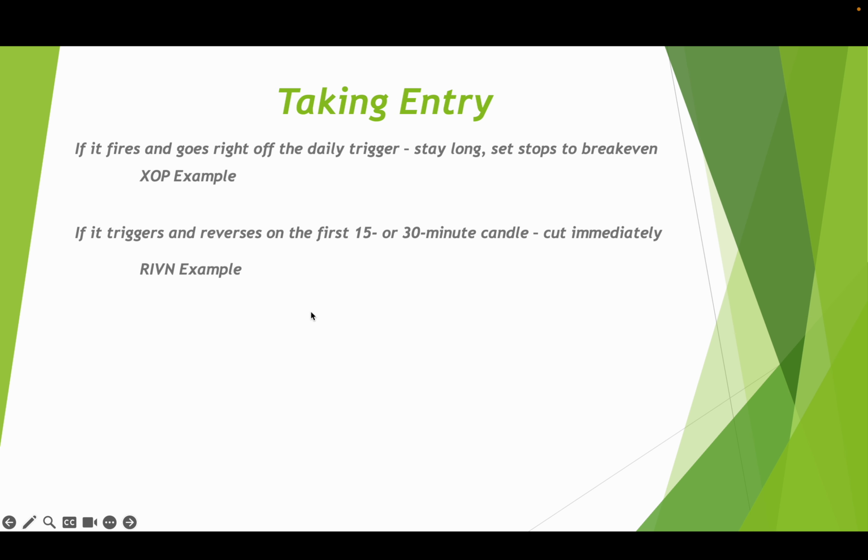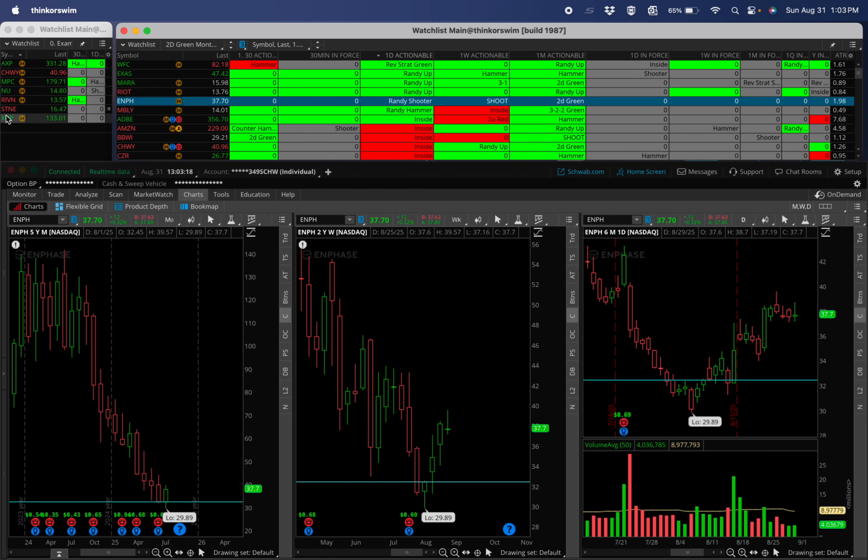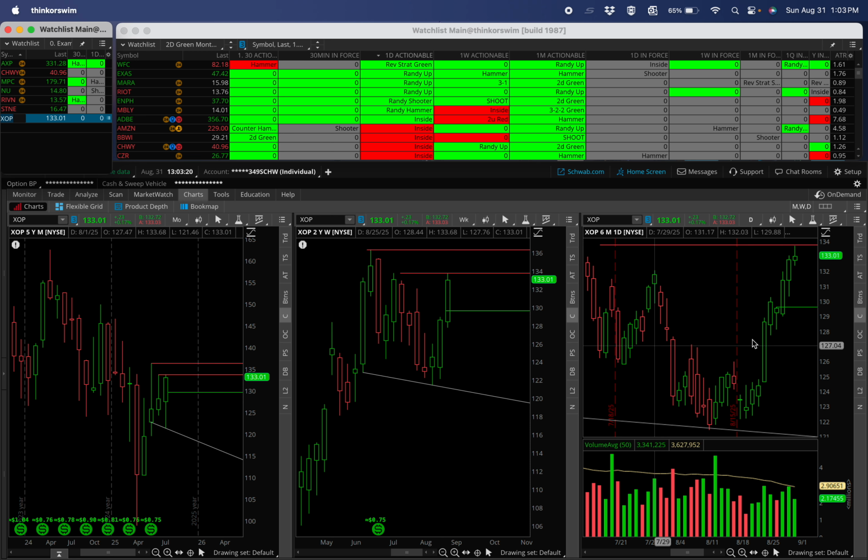All right, so taking entry. I got some examples set up, so give me some time to go through this. I might get a little bit off course, but try and bear with me here. If it fires and goes right off the daily trigger, you stay long and you set your stops to break even. So here's the first example. We were looking at XOP off this inside day and up, and that's exactly what we got on Wednesday.